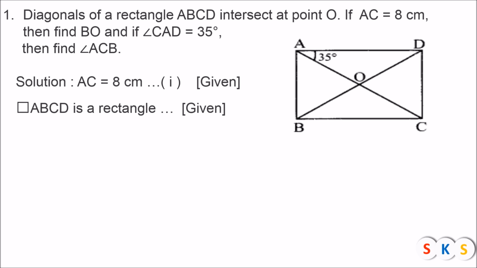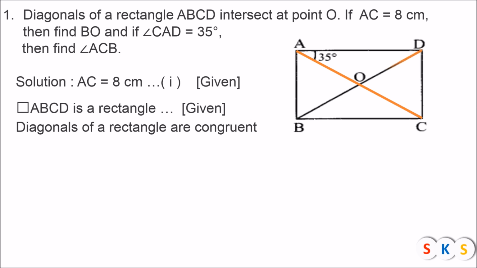And we know diagonals of rectangles are congruent, right? You can see in this figure, seg AC is one of the diagonals of rectangle ABCD and BD is the other diagonal of rectangle ABCD. And we know diagonals of rectangles are equal in length, hence BD equals AC. But you can see that AC is given 8 cm, therefore BD will also be 8 cm.